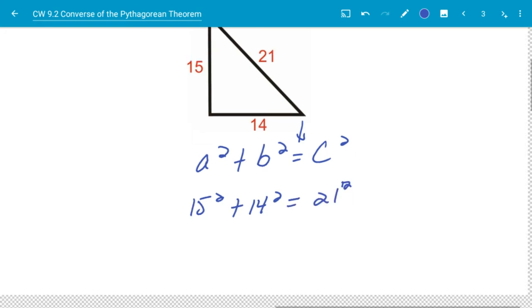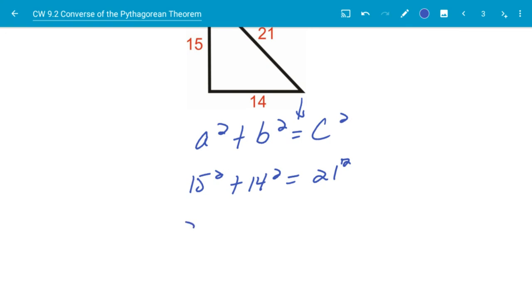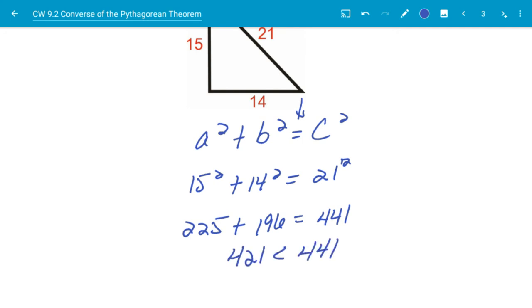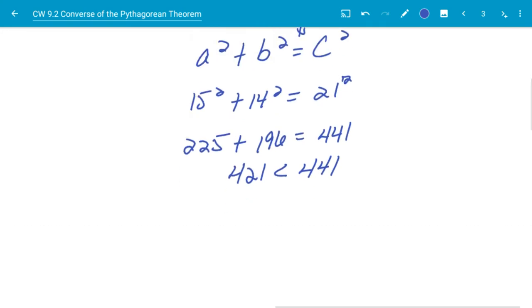I'm going to put a square there. So 15 squared is 225 plus 14 squared is 196. And is that equal to 441, which is 21 squared? If I add 225 and 196, that gives me 421. And my other number is 441. So 421 is less than 441. So the sum of the squares of my two shorter sides is less than the square of the longest side. So this is going to be an obtuse triangle.